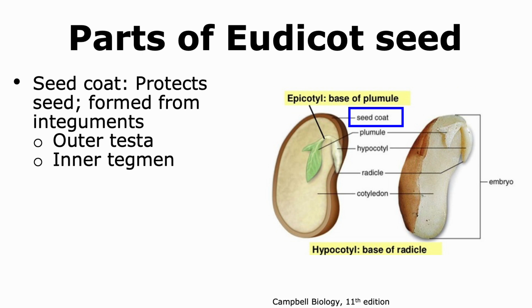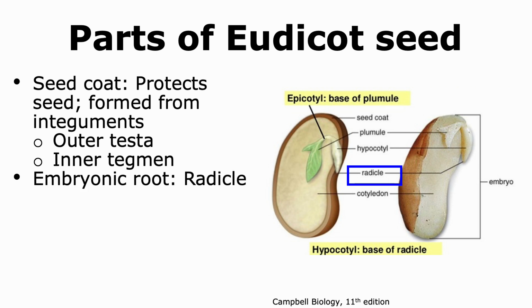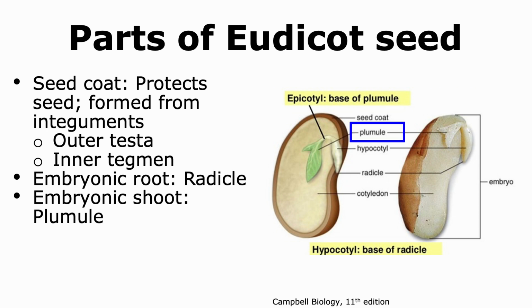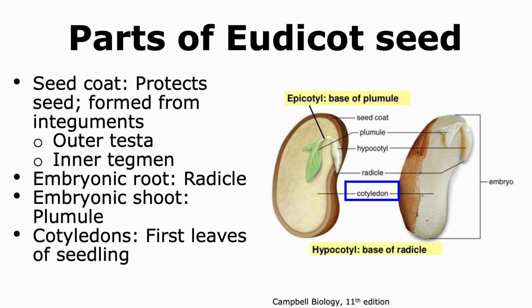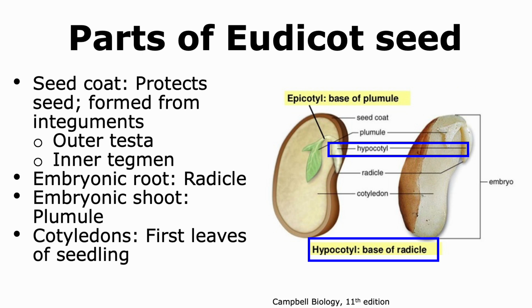When we look at the embryo itself, it's also divided into different parts. The embryonic root is called the radicle, while the embryonic shoot is called the plumule. In the case of dicots, there are 2 cotyledons, while in the case of monocot plants, there's only 1 cotyledon. The cotyledons are the first leaves of the seedling and hence provide nutrition once the seed germinates. The base of the plumule is called the epicotyl, while the base of the radicle is called the hypocotyl. These are the different parts of a dicot seed.